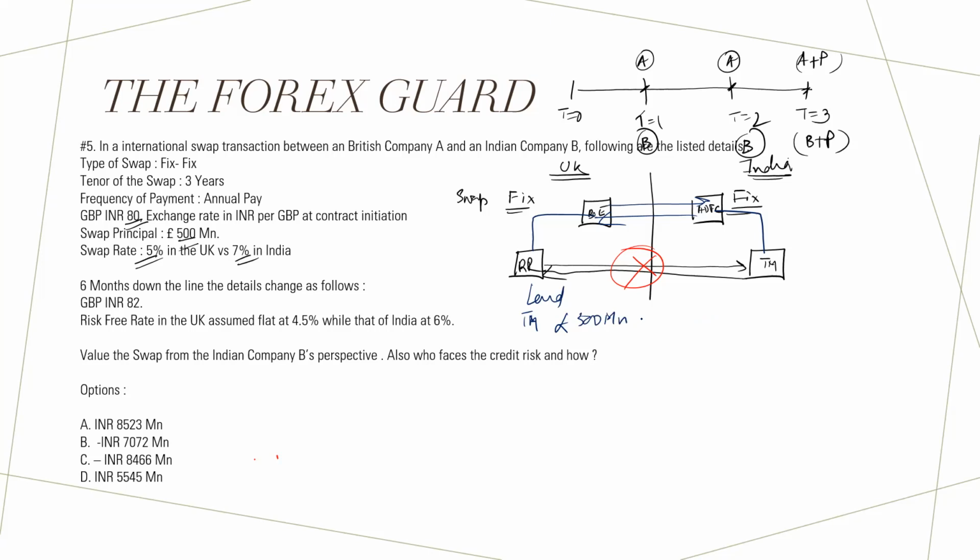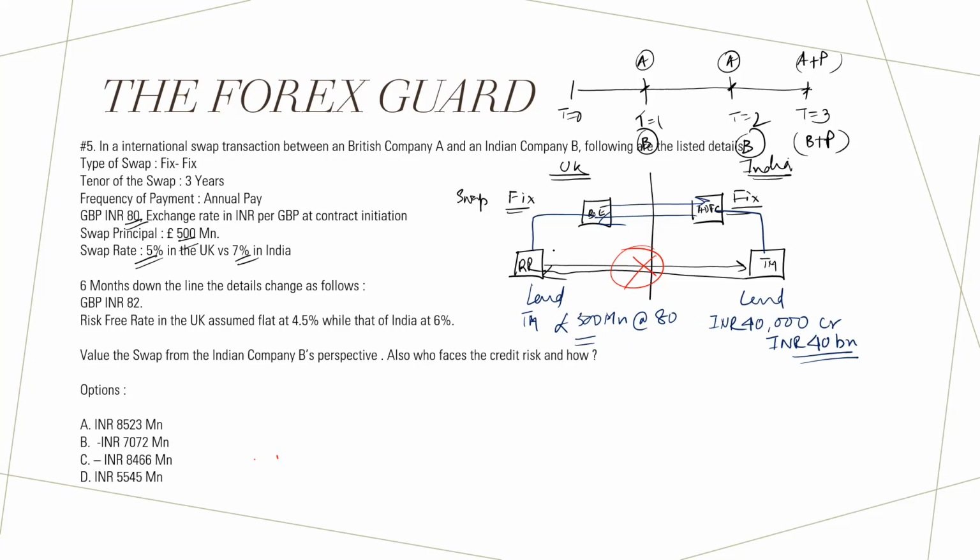and at the rate of 80, Tata Motors in turn will lend Rolls-Royce 40,000 crore Indian rupees, which is close to 40 billion Indian rupees. 40 billion Indian rupees is being exchanged for 500 million British pounds. That is at the contract initiation.